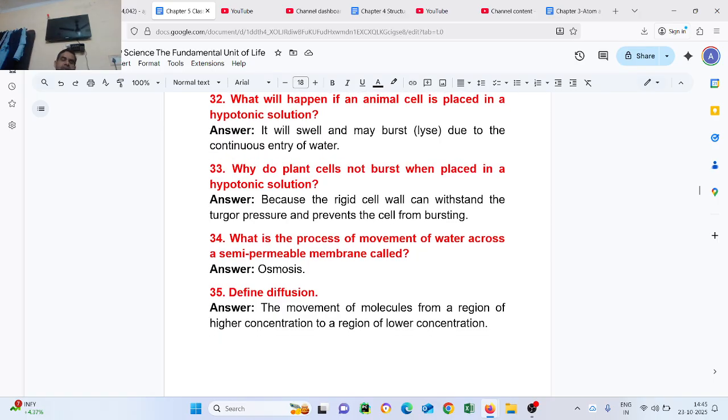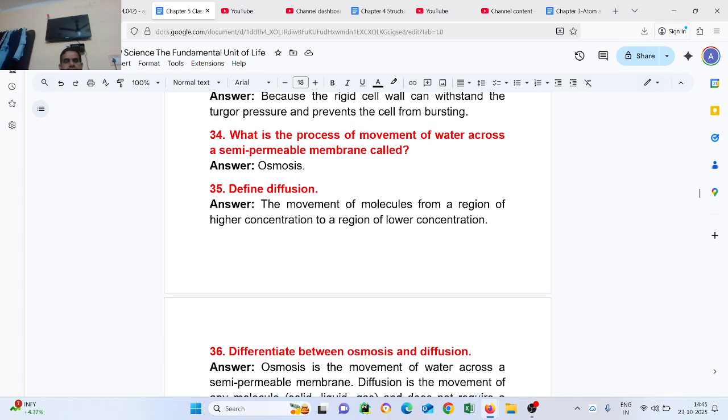Question number 30. What is the process of movement of water across a semi-permeable membrane called? Osmosis. Question number 35. Define diffusion. The movement of molecules from a region of higher concentration to a region of lower concentration.